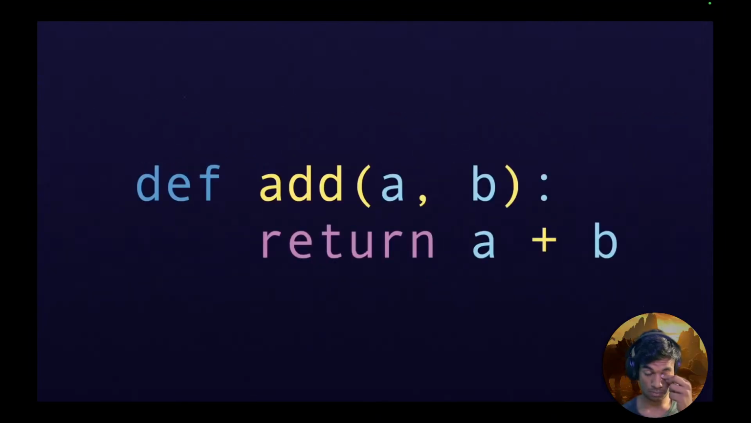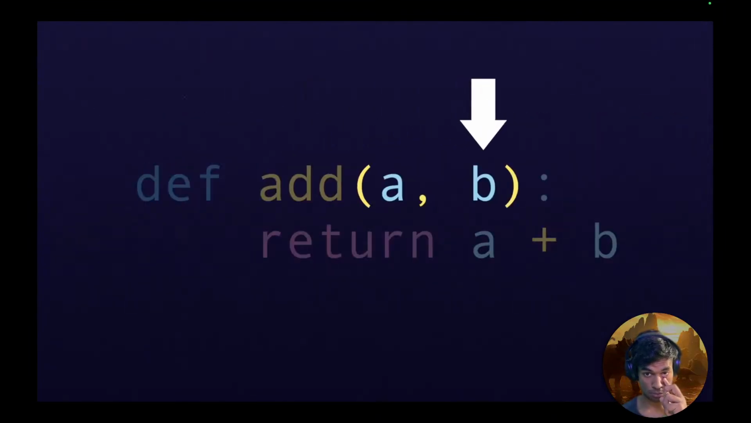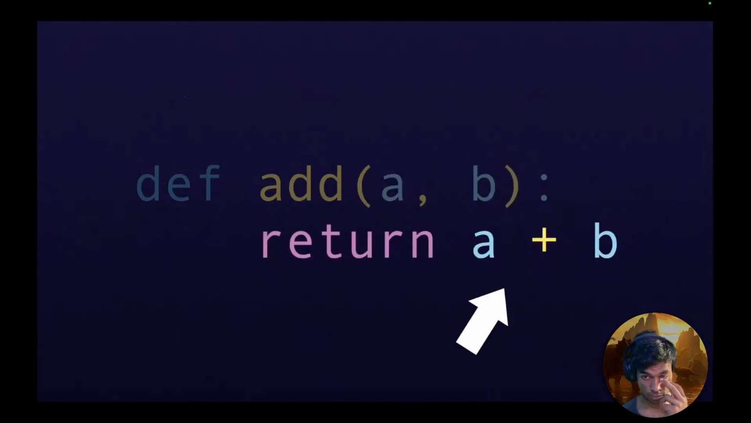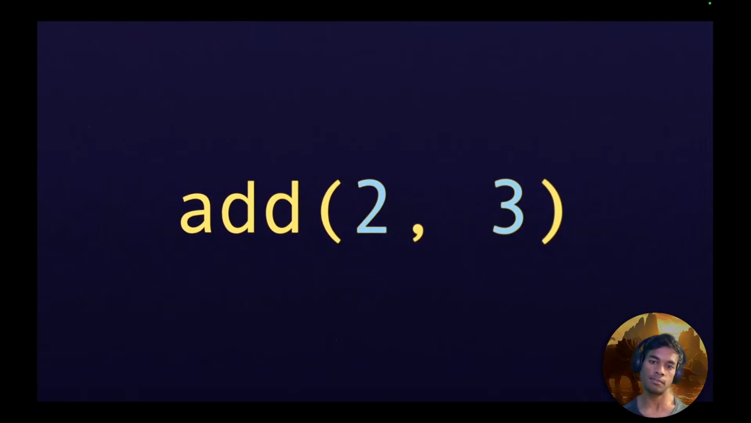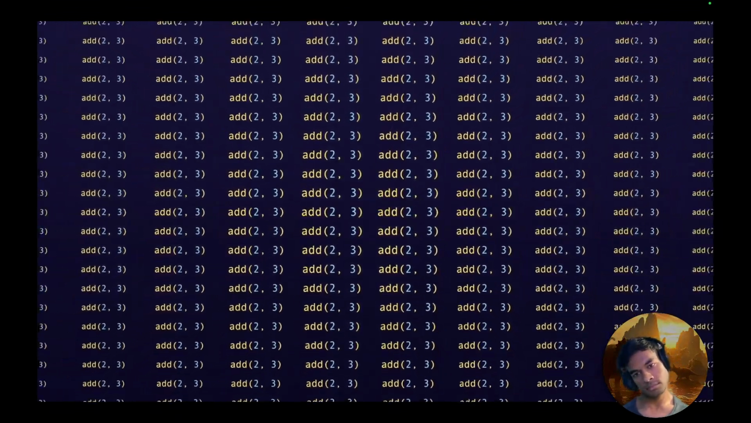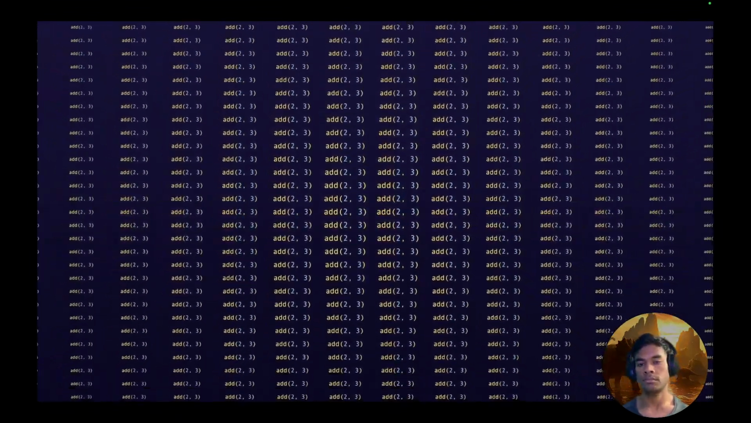Here's an example. We have an add function that takes a and b as input and returns the sum. Now, no matter how many times you call add with the same arguments, you'll get the same result. I'll call add with 2 and 3 1 trillion times in a loop, and you'll go crazy waiting for anything but 5 as the result. Now let's take a look at a similar but impure example.